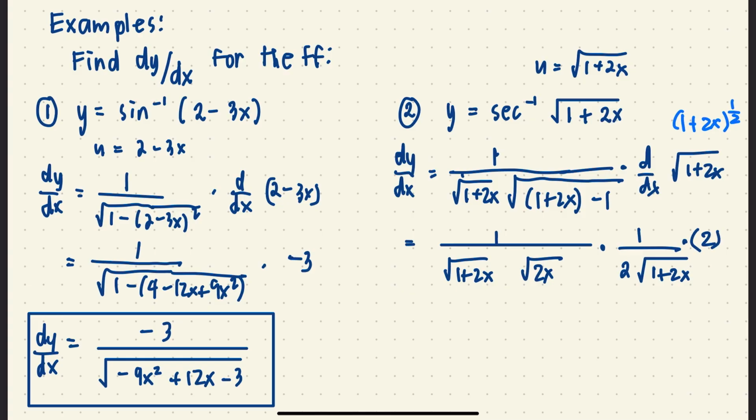So when we combine everything, we can cancel this out. And then the square root of 1 plus 2x will be multiplied by itself, so it becomes 1 over 1 plus 2x times the square root of 2x. This is now your final answer.